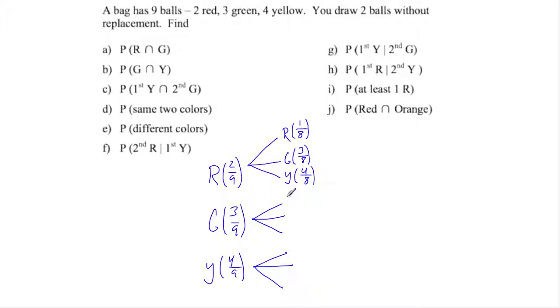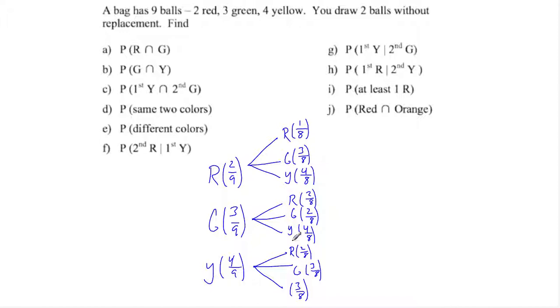Now what if I pick green first? Well, again, I could still have a red, a green, or a yellow second. So the probability that I pick a red is 2 over 8. For a green, there were originally 3, but if I remove 1, there's now 2, and 8 total. And yellow is 4 over 8. And finally, if I pick a yellow first, I could pick a red second, which would be 2 out of 8 probability. I could pick a green second, which would be a 3 out of 8 probability. And finally, I could pick another yellow, which would be 3 out of 8.